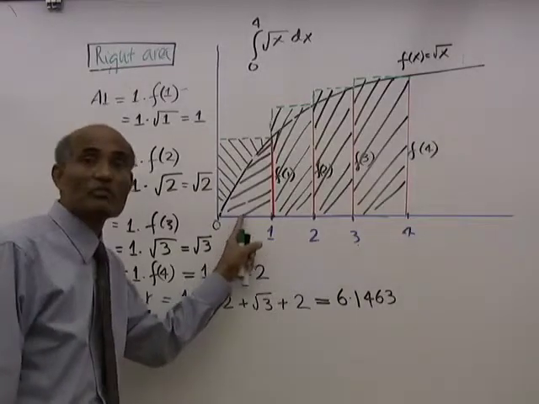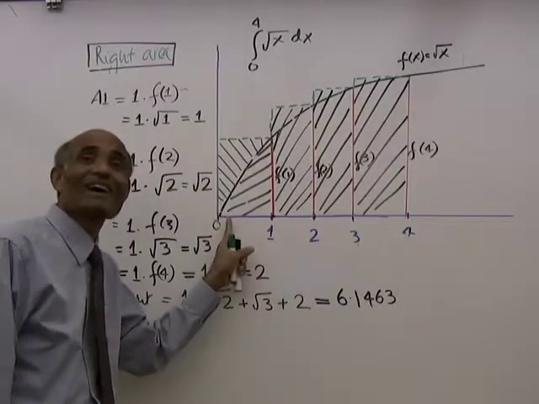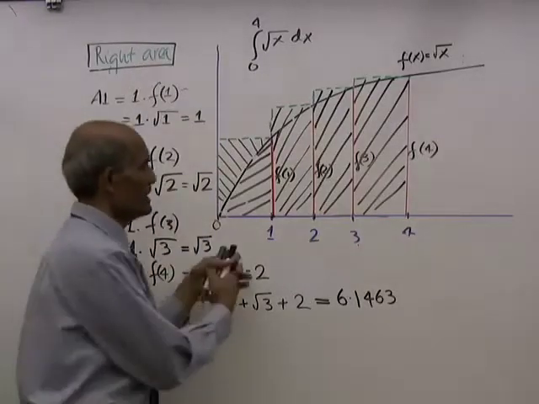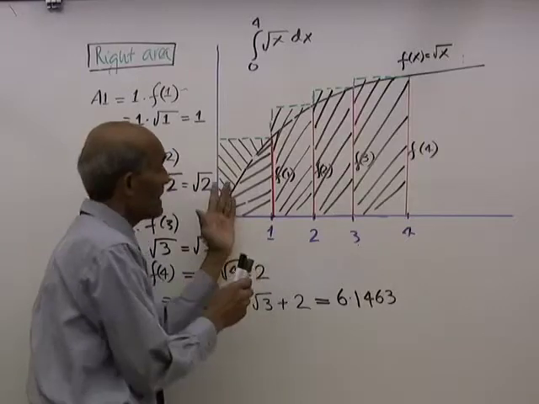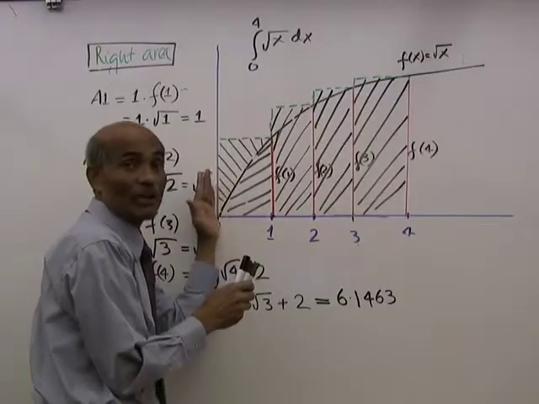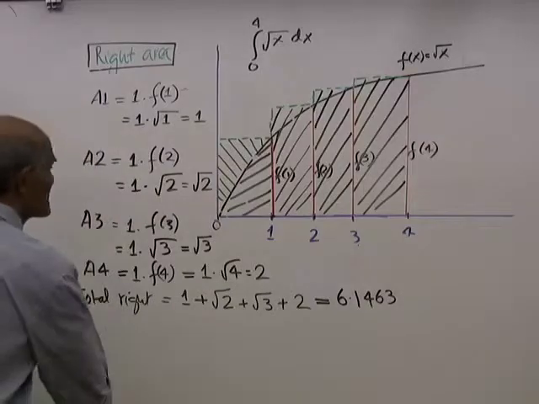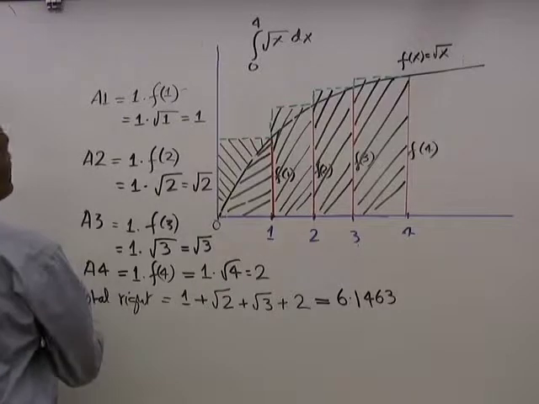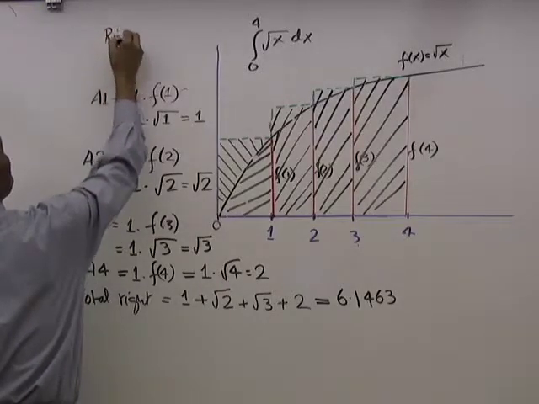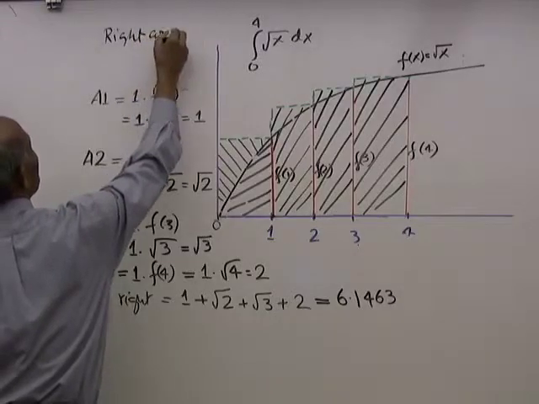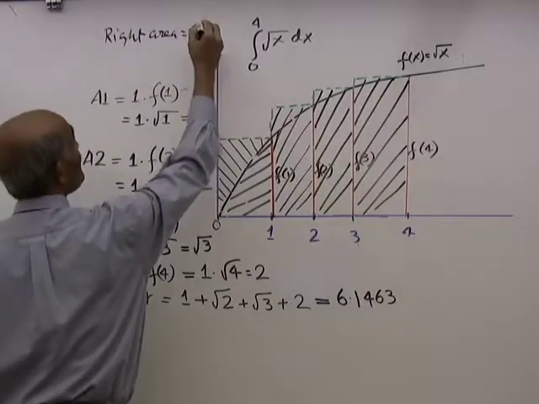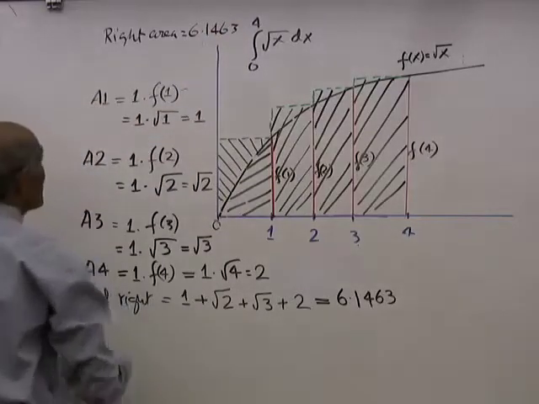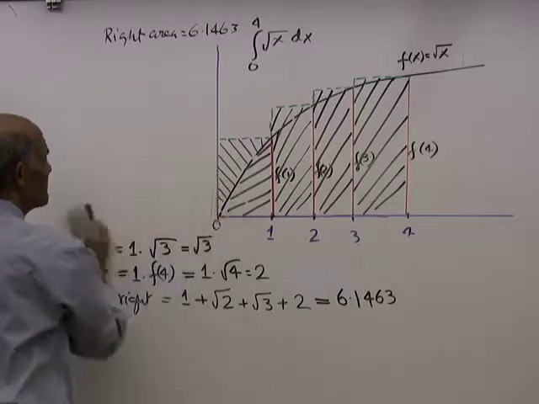All right, let's repeat this now, taking the left side of the rectangle. In other words, we will now calculate the left area. The area will be the width multiplied by the left side of the rectangle. Is that right? Okay, let's do that, and let me keep this value. I would say the right area equal to, we calculated that as 6.1463, and we will now obtain the left area.